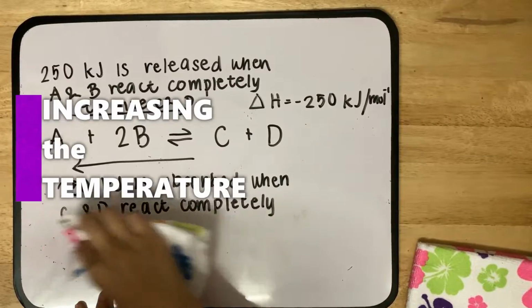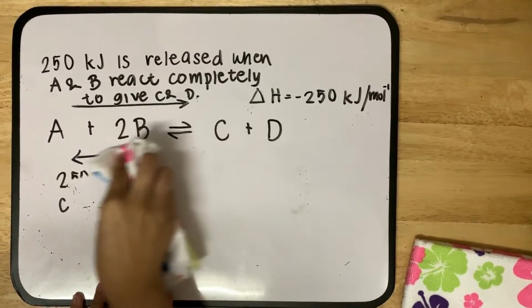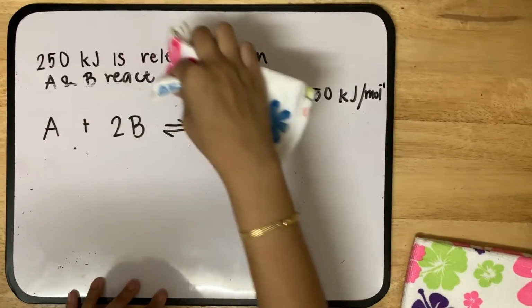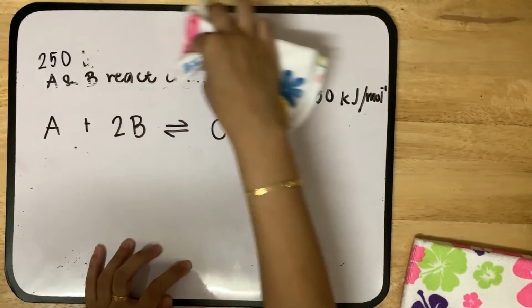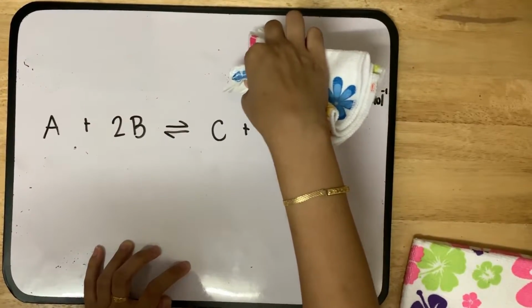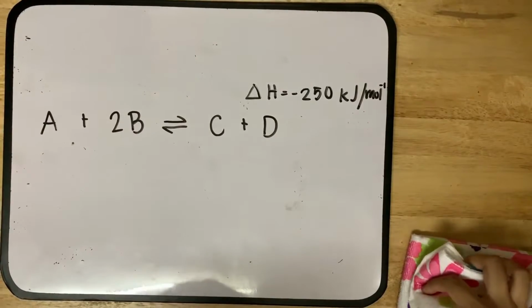What would happen if you change the conditions by increasing the temperature? According to Le Chatelier, the position of equilibrium will move in such a way as to counteract the change. That means that the position of equilibrium will move so that the temperature is reduced again. Suppose the system is in equilibrium at 300 degrees Celsius and you increase the temperature to 500 degrees Celsius.